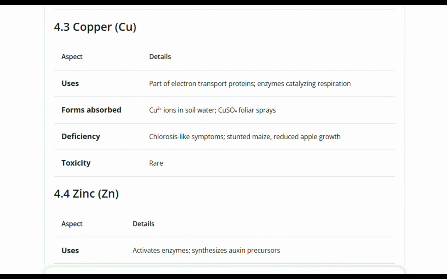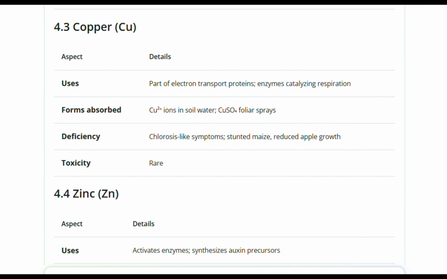4.3 Copper. It is a constituent of electron transport proteins, enzymes that catalyze respiration reactions. So basically it's part of electron transport, and it is part of the enzymes catalyzing respiration. Forms absorbed: Cu2+ ions in soil water, right?